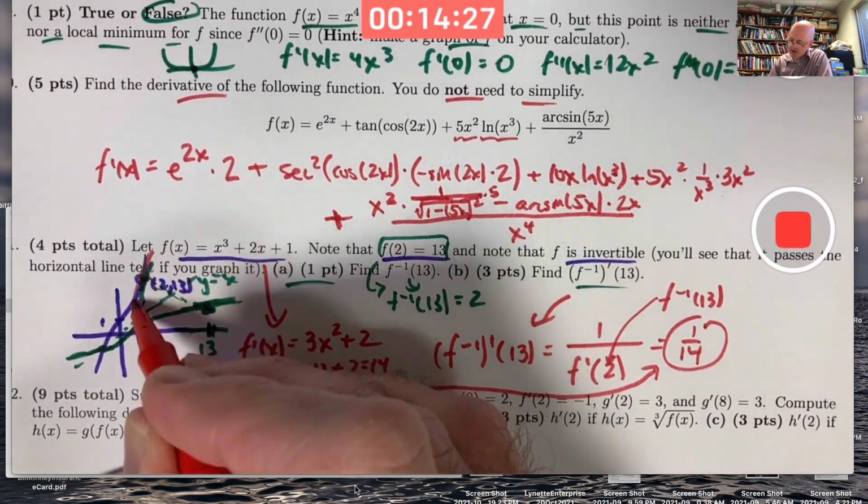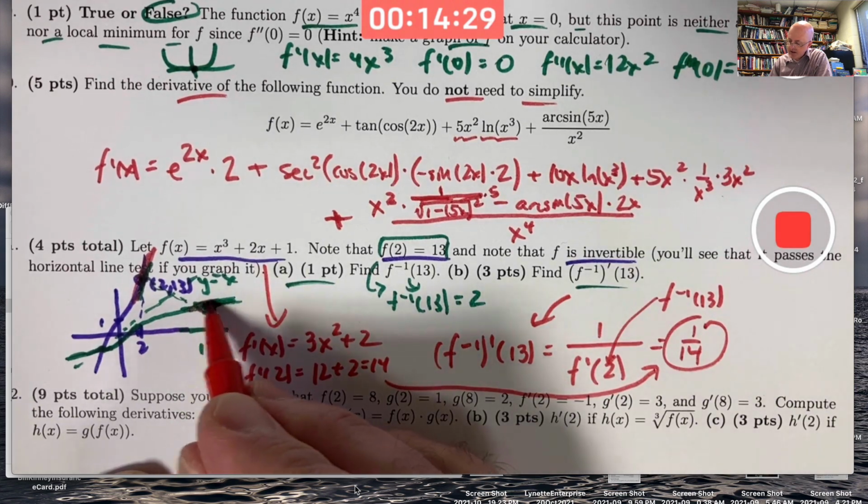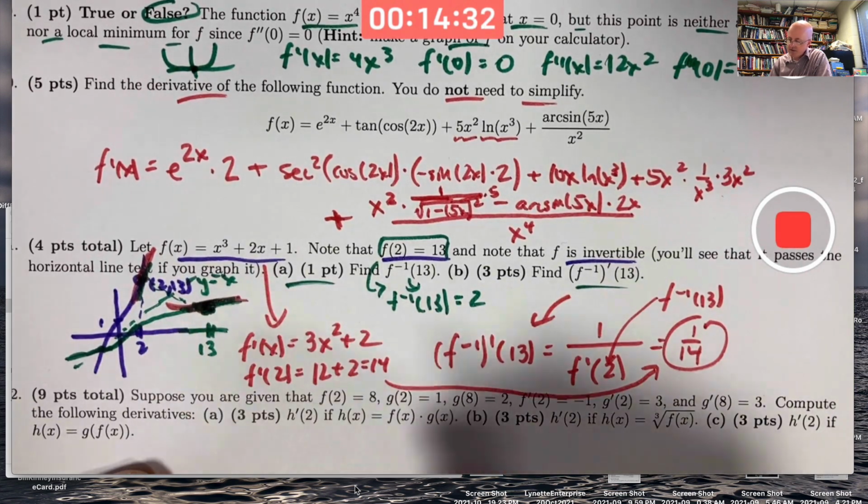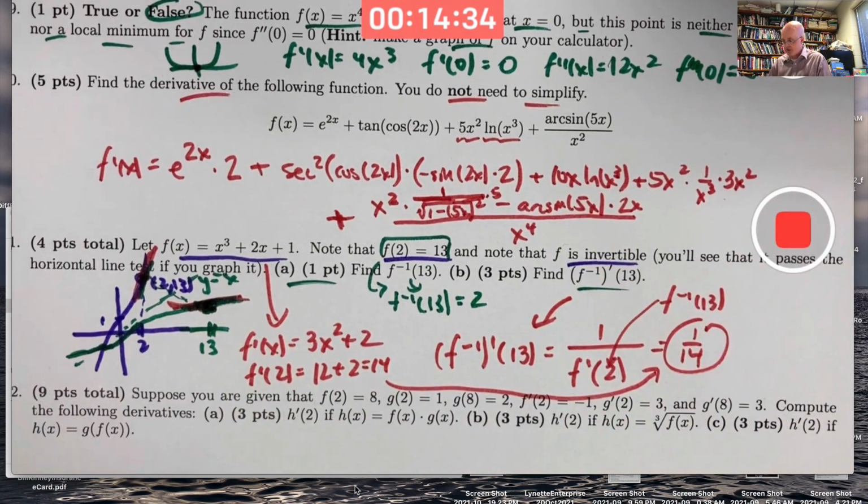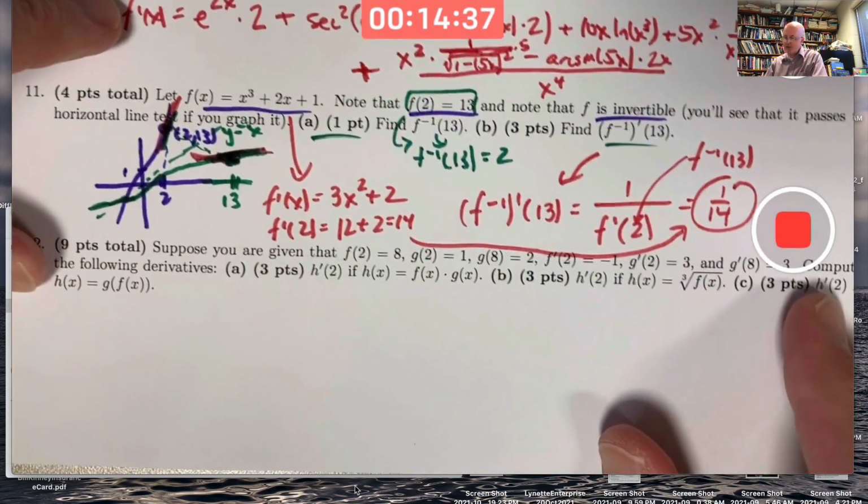The slope here is 14. The slope here is close to 0. It's the reciprocal of the other slope, 1/14. Not a very good picture. This is the last one on the first page.